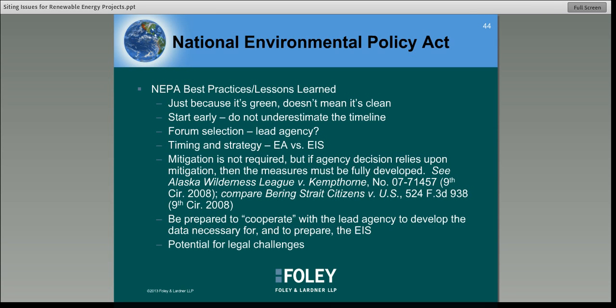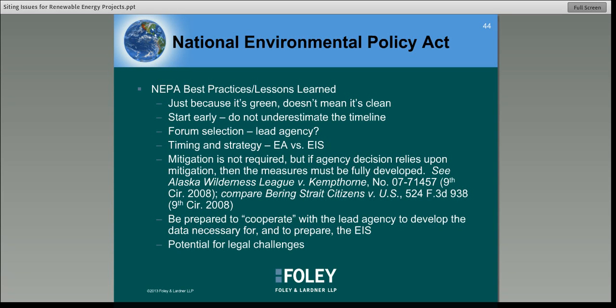If it seems obvious that you're going to go the route of an EIS, that may make sense from timing and from a resource perspective to just go directly to that. So under NEPA, mitigation is not required, but if the agency does decide to use it and relies upon it and it's selecting its preferred alternative, then the measures have to be fully developed.